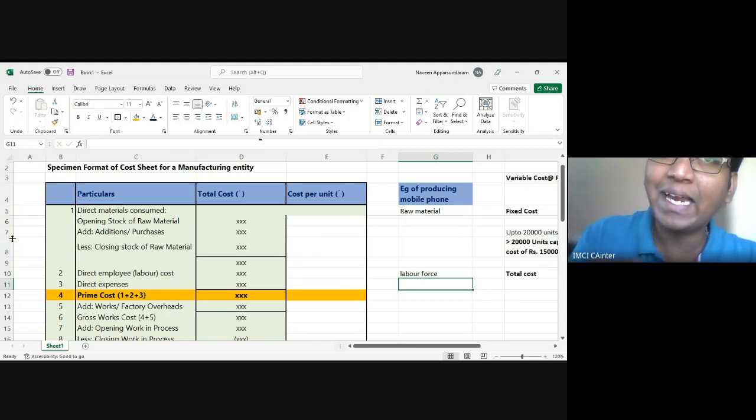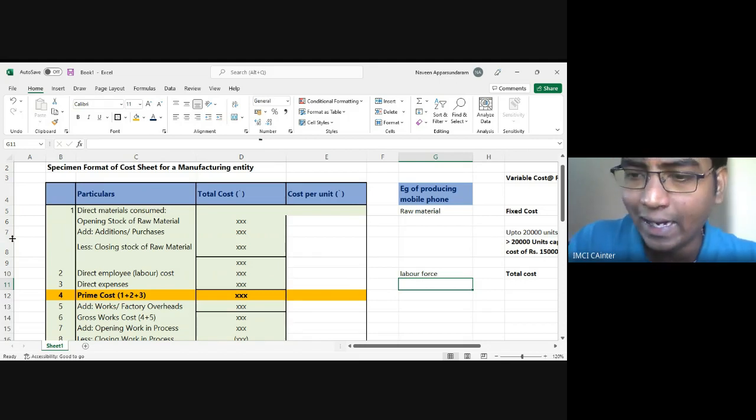Material is directly connected with producing a phone, whatever the phone needs to be produced. But additionally, whatever else we need, those things which do not fall into the balance sheet, not into your fixed assets, will fall under this category of direct expenses. That is the meaning of it. Any thing that is not raw material or labor force, not fixed assets, but directly connected with your production, we can say is direct expenses.